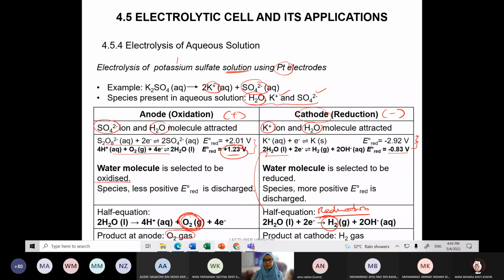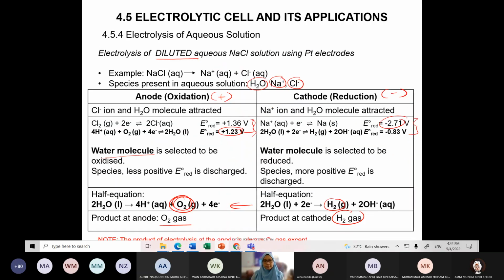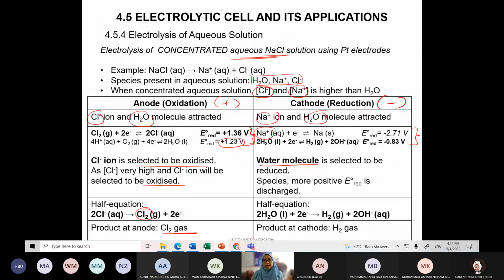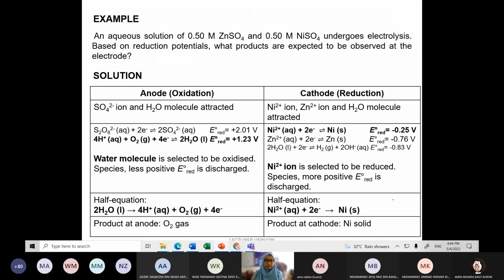Yeah, this one. So based on this one, we can ignore the concentration of K+, even though it is high. The species that has more positive value will be reduced at this charge. So the product at the cathode will be hydrogen gas, H2.